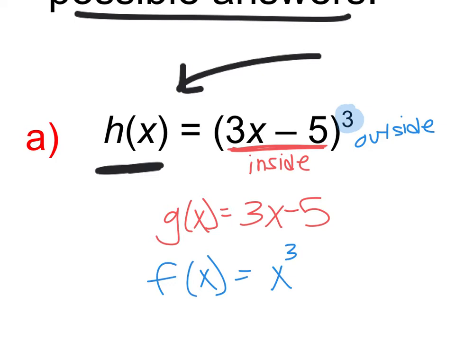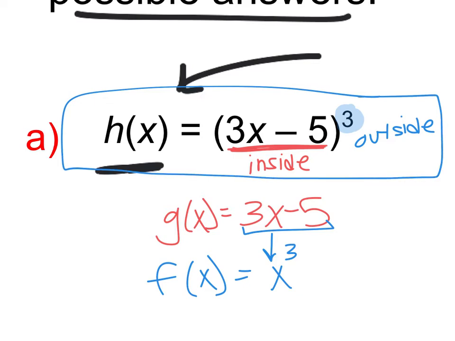So what we did then is we put this 3x minus 5 into the x cubed and made the h of x function that we were given here. So my answers would be: g of x is the inside, 3x minus 5. F of x is the cubed, so x cubed, that's on the outside.